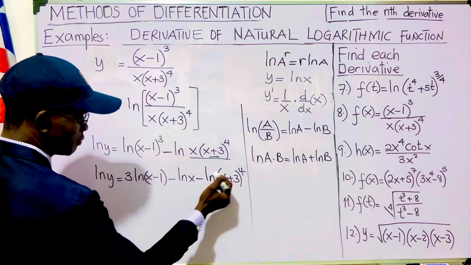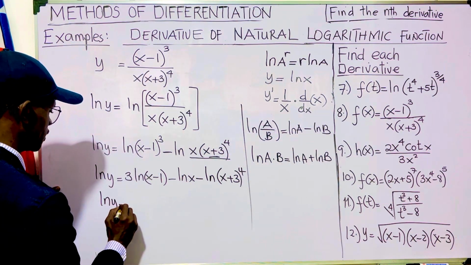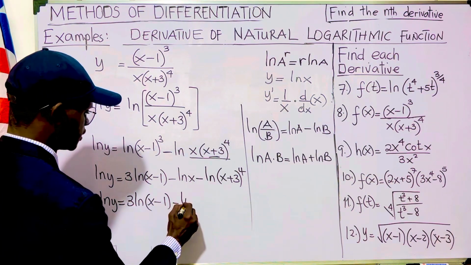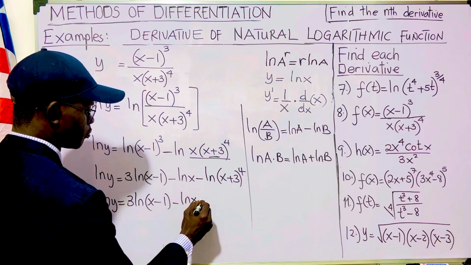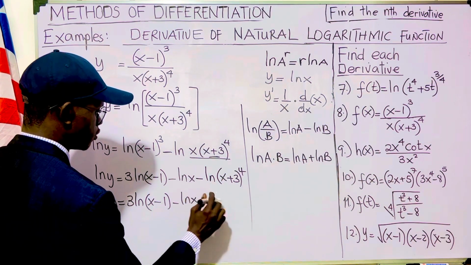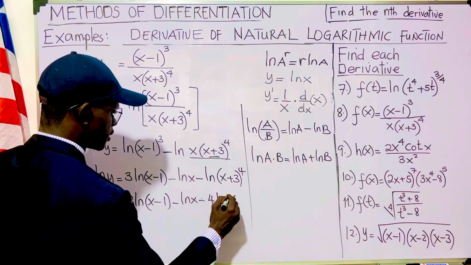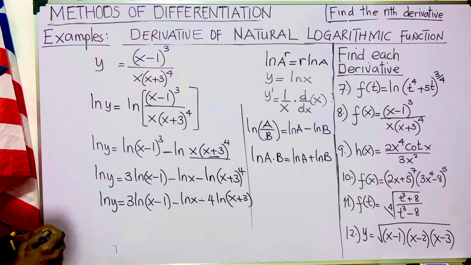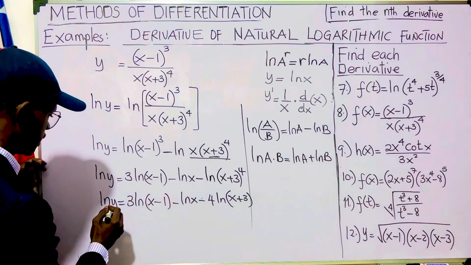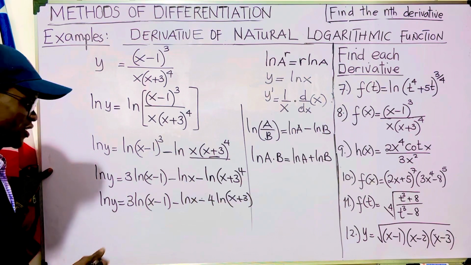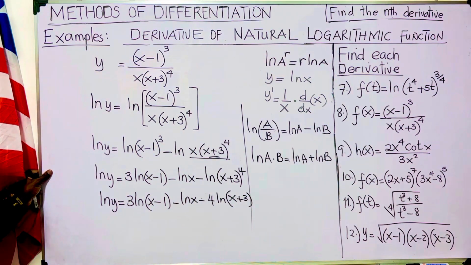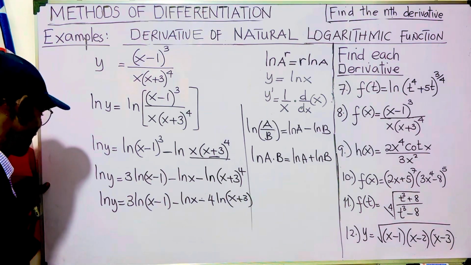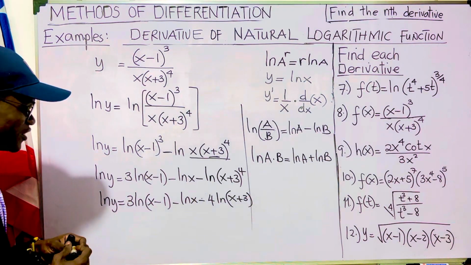So lastly, we can drop this power. So ln of y equals 3 ln of x minus 1 minus ln of x minus 4 ln of x plus 3. So you see the problem now is a bit simple. So we can differentiate. Oh, sorry. We can find the derivative. Yes, let's differentiate. Okay. Sorry, I was thinking of differential equation.